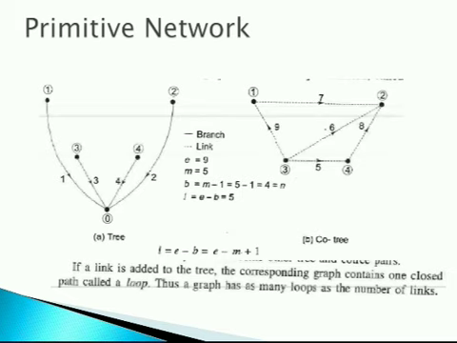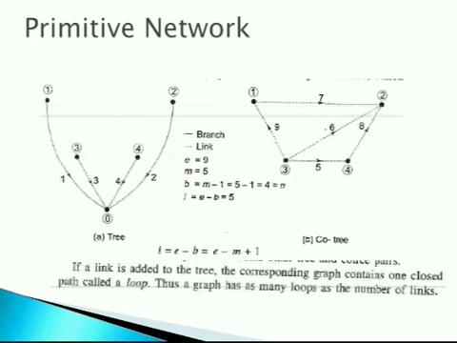Now you can see that the branches of the tree connect all the nodes. There are 4 nodes plus 1, so 5 nodes. All nodes are connected, but there is no closed path. Now you have this co-tree that is being formed. So this co-tree and the tree together form the graph.